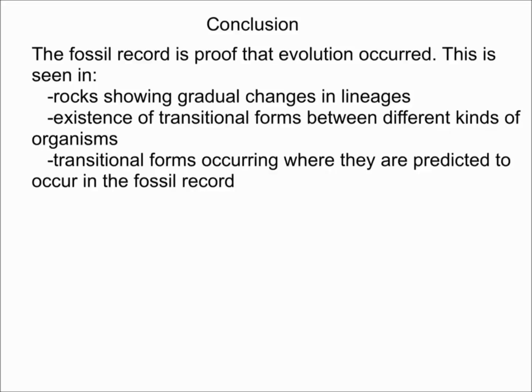In conclusion, the fossil record is a proof that evolution occurred. This is seen in rocks showing gradual changes in lineages, existence of transitional forms between different kinds of organisms, and transitional forms occurring where they are predicted to occur in the fossil record.